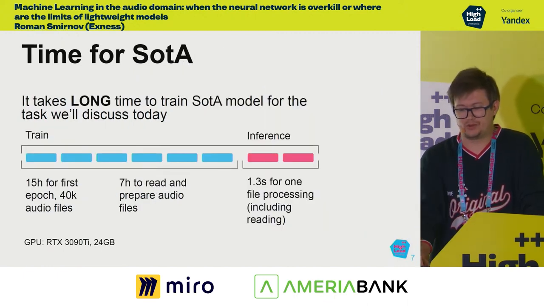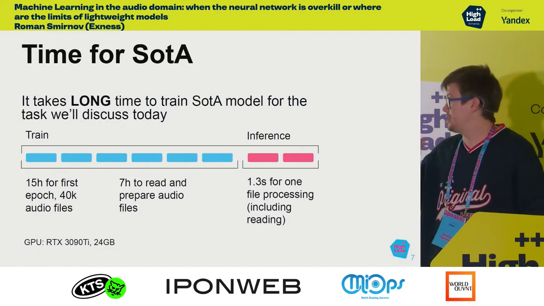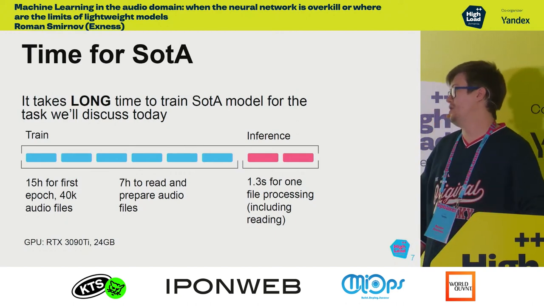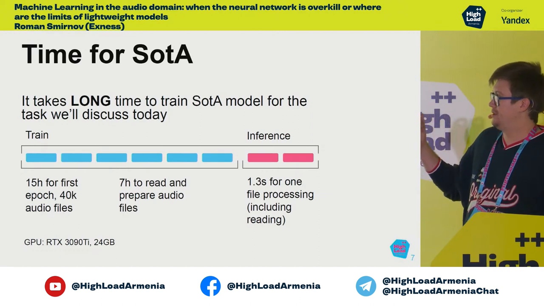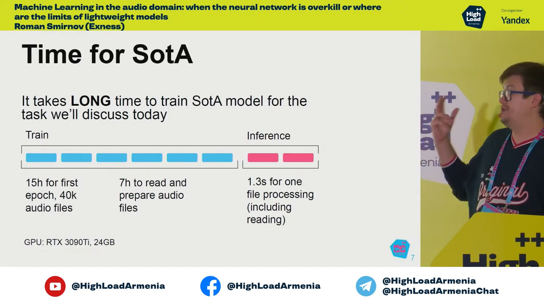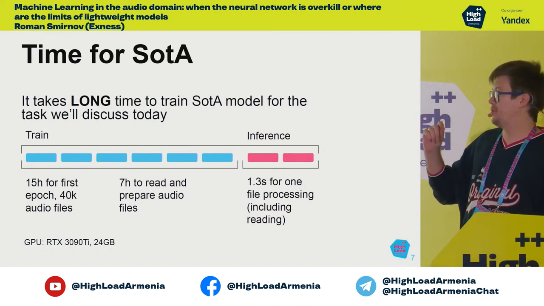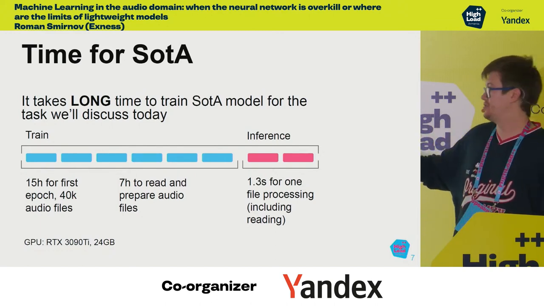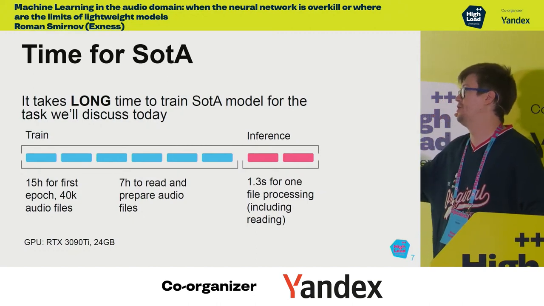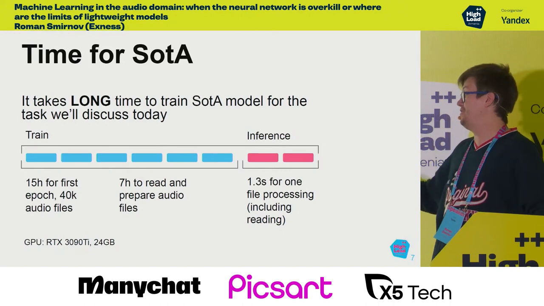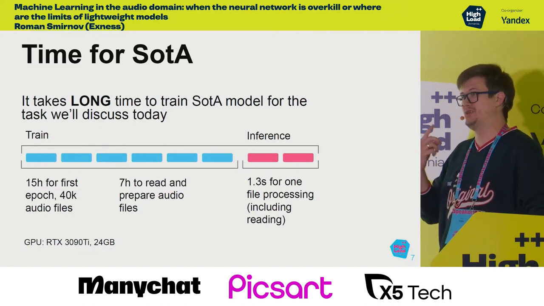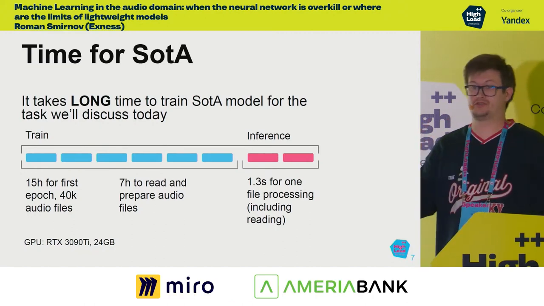But why is a neural network overkill? Why is a transformer overkill? Here are some statistics. Just a small intro to one of the tasks I'm going to cover today. For example, we trained a model to work with audio data. We used GPU acceleration, and one epoch of training was around 8 hours. 7 hours is to read data. Total for the first epoch was 15 hours. So 8 hours is just training. And inference, for only one audio file, takes more than 1 second on GPU using this huge transformer model.